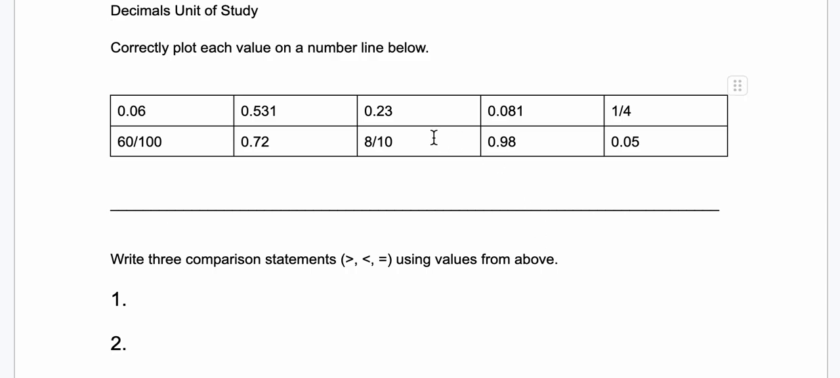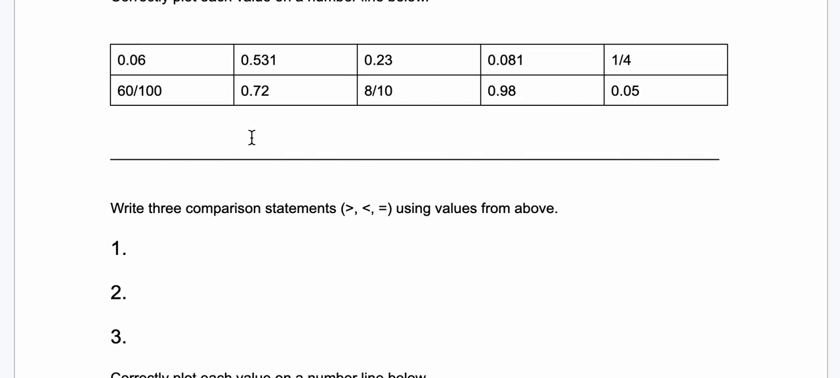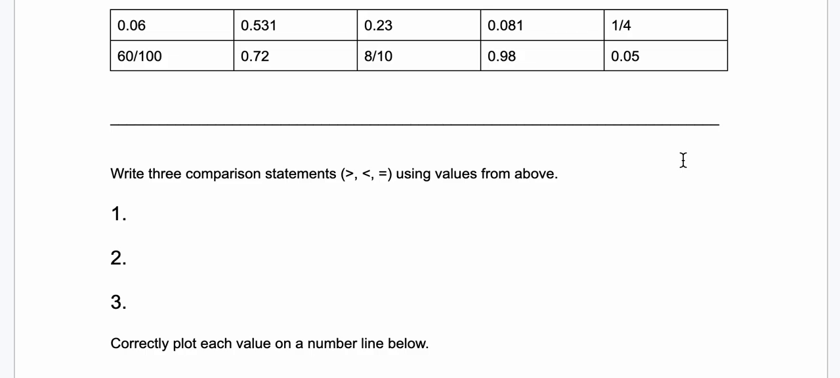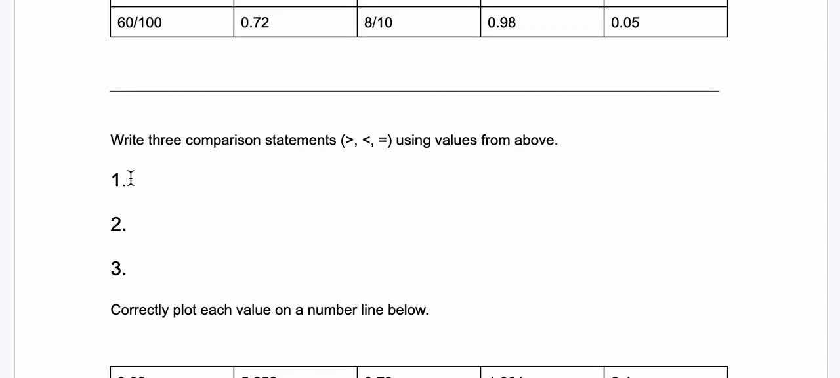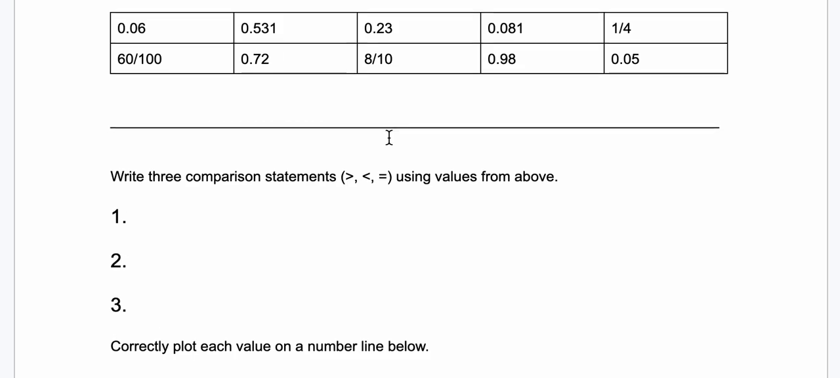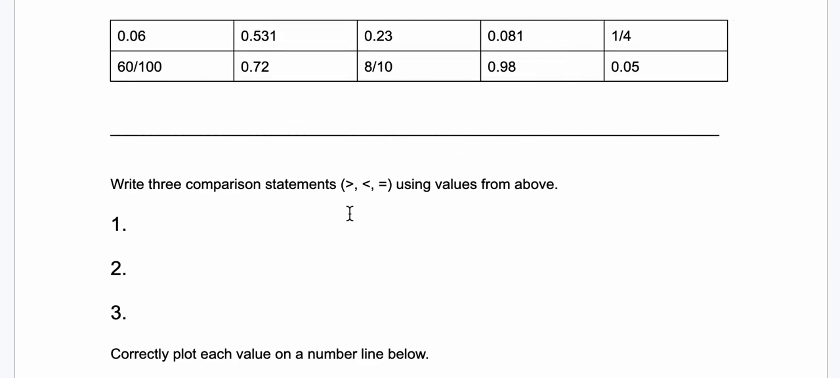So you will be given a table that has decimals. You will be given a number line that you're going to be asked to plot all of these correctly on the number line. Make sure that it's neat. If I can't read it, I'm obviously not going to be able to count it correct. And then you're going to write 3 comparison statements using a greater than, less than, or equal to sign from the numbers that you did up there.